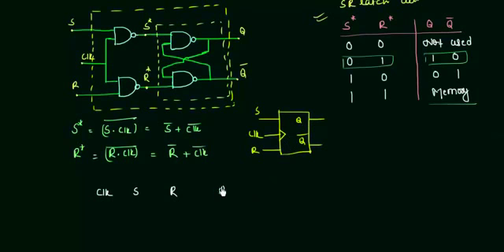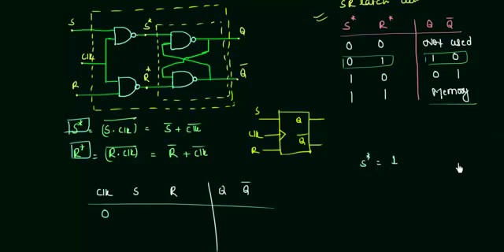Two outputs will be there, Q and Q complement. Okay, so let's find out the values for this truth table. If I say clock is low, which means clock is 0, then what will happen to the S star and R star? If clock is low, it means the value for S star is equal to 1, because this thing will become 1. Similarly, the value for R star is also equal to 1.